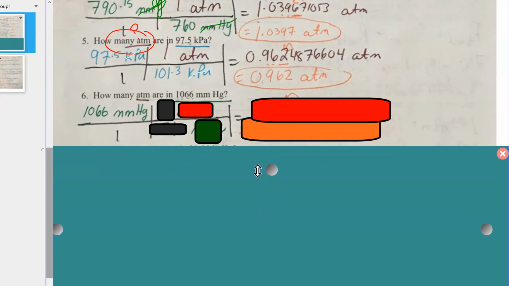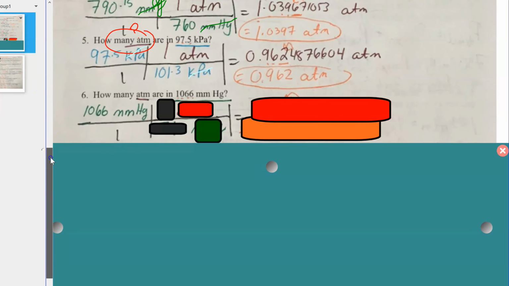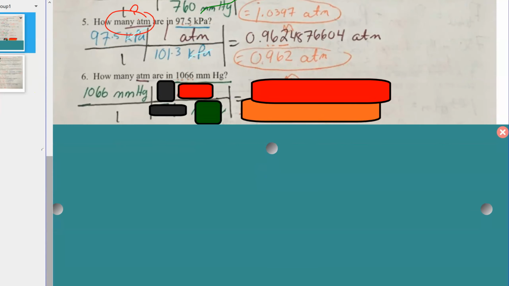Okay, number 6. How many atmospheres are in 1066 millimeters of mercury? So just like we've done before, put what you know over 1. Now we have a numerator. We want to cancel millimeters of mercury, so we put it in the denominator. We want atmospheres, and yes, we have a direct relationship between millimeters of mercury and atmospheres.